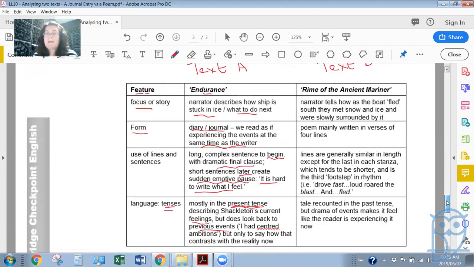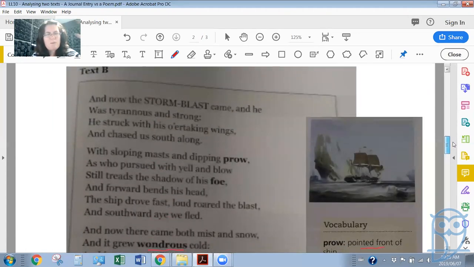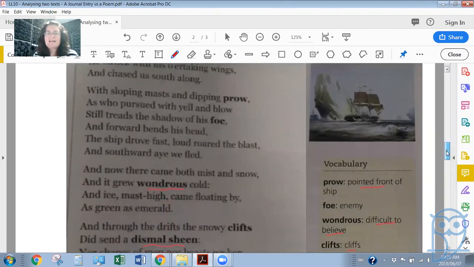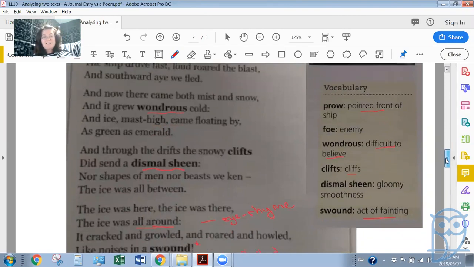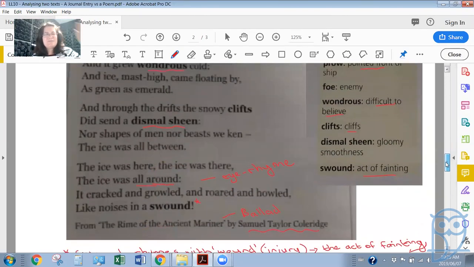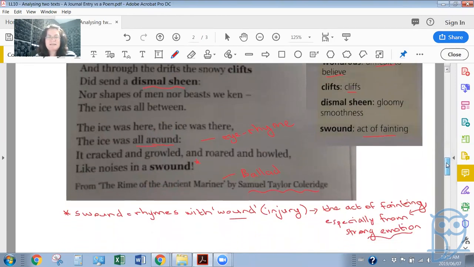Now, if we look at the poem in contrast, this poem where there's a storm blast and the wings of the storm taking them over and blowing them away, and the ship trying to escape and run away from the storm, and the mist and the snow that grows, and this ice that comes floating past that's really high, and the cliffs in the distance that are just like a sheen that can't quite reach the safety of land there, and what the ice starts doing to the ship, essentially, and the noises it makes.